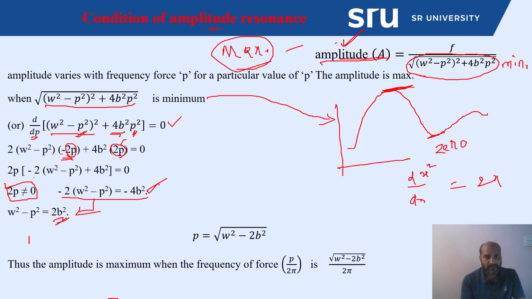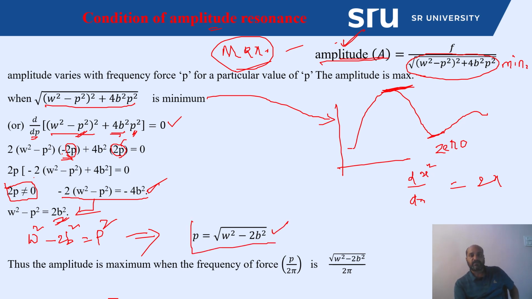So p square will be equal to omega square minus 2b square. Then p will be equal to under root of omega square minus 2b square. So this is the condition for resonance. So what should be the frequency of forced oscillation? It should be under root of omega square minus 2b square. Right? Thank you.